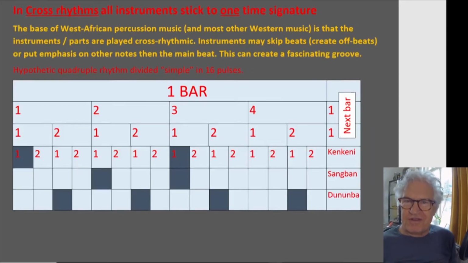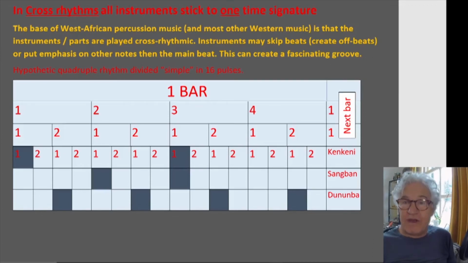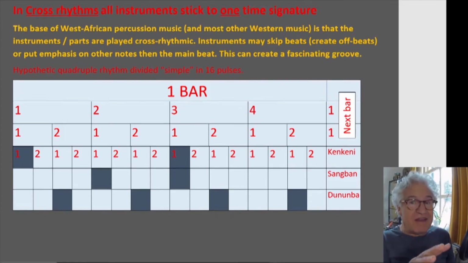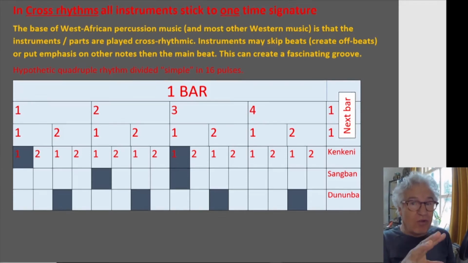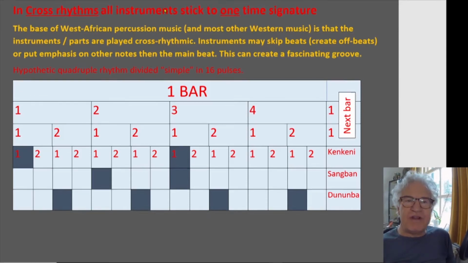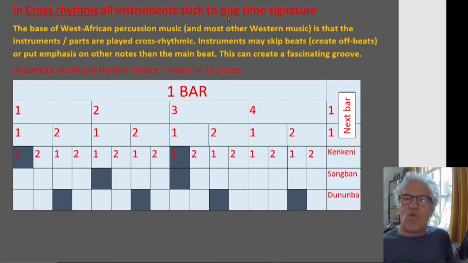Let us first take a look at another way of mixing instruments. Very interesting for West African percussion, because this is the main way they mix all the rhythms for one song. In a cross rhythm, all instruments stick to one time signature.